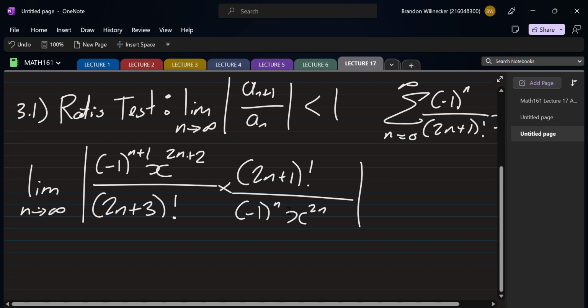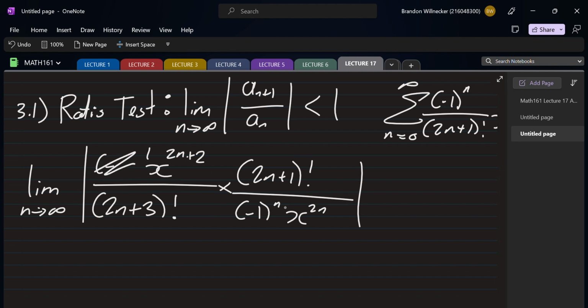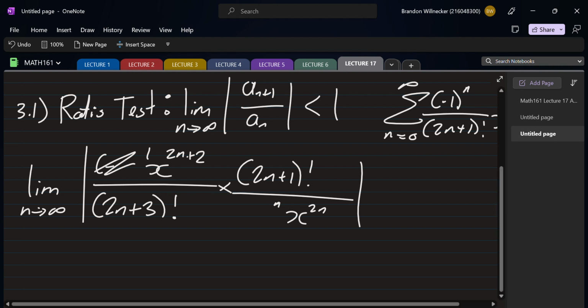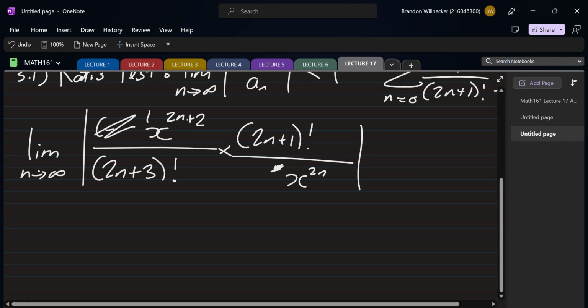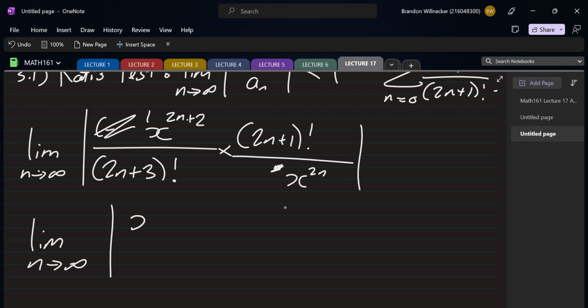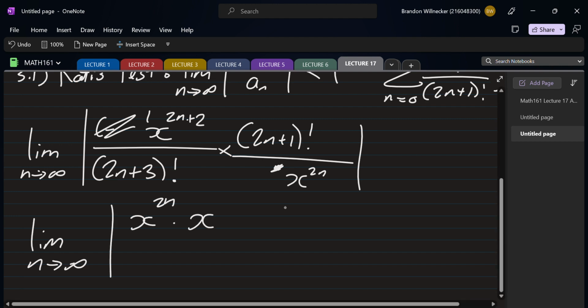Notice how everything is in absolute values. So if it's negative, it goes away. So that goes away. All of that bit goes away there. And that goes away there. Okay, so we're left with the limit, n goes to infinity, x to the 2n times x squared.